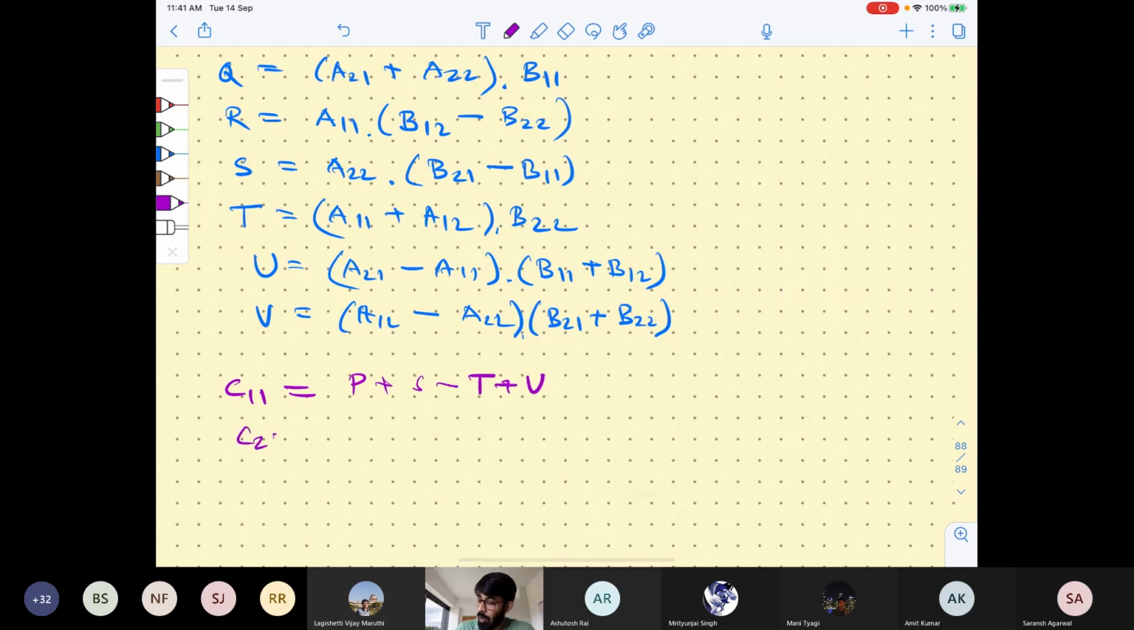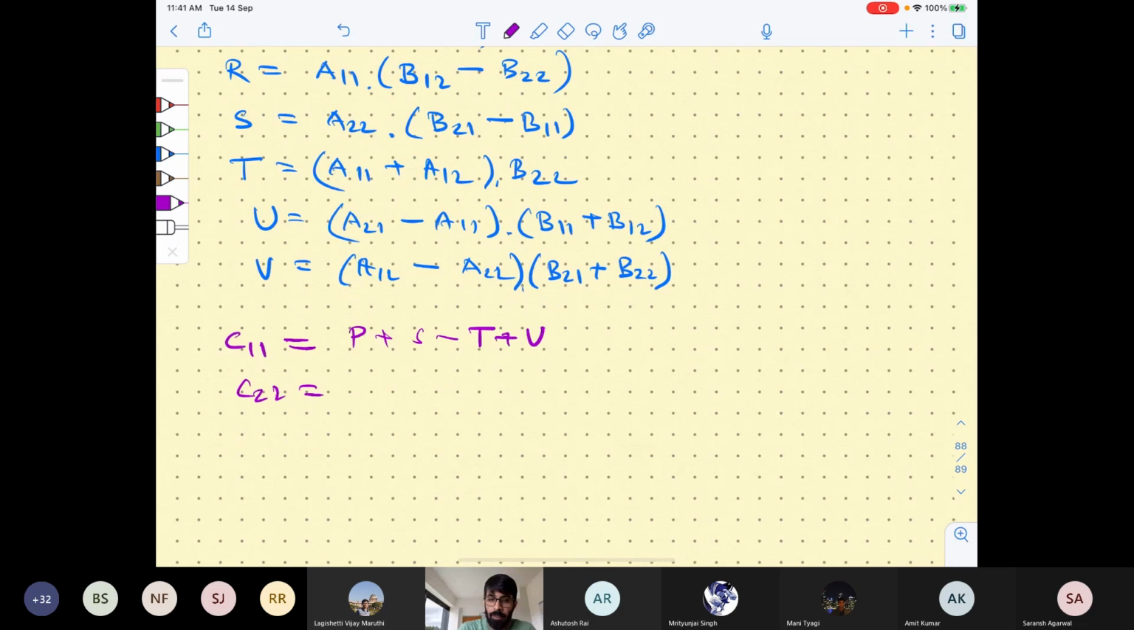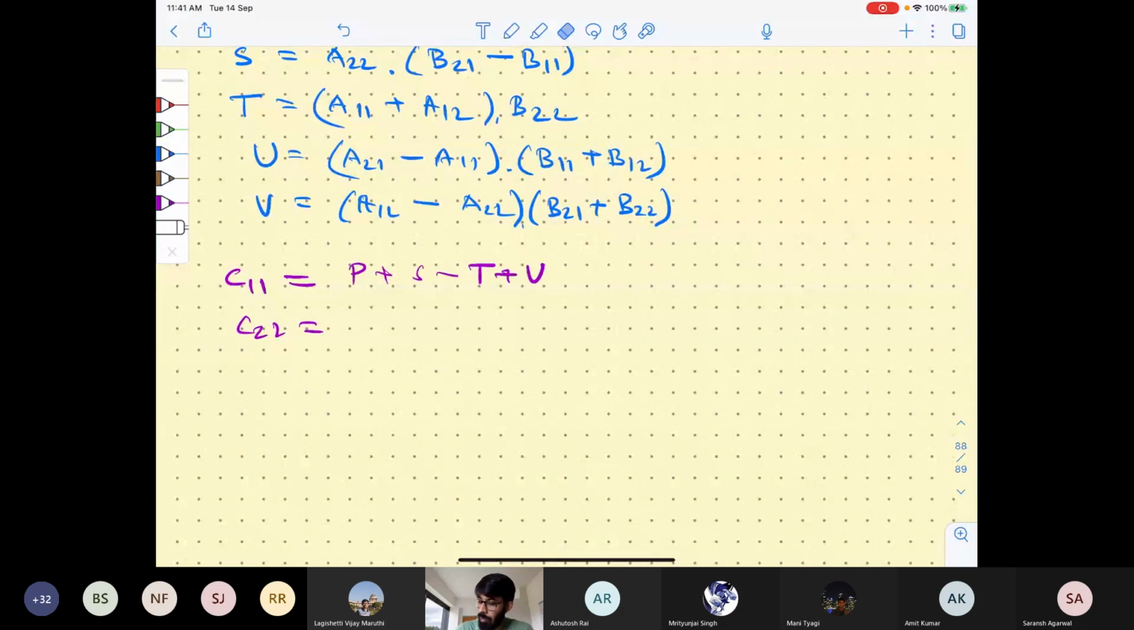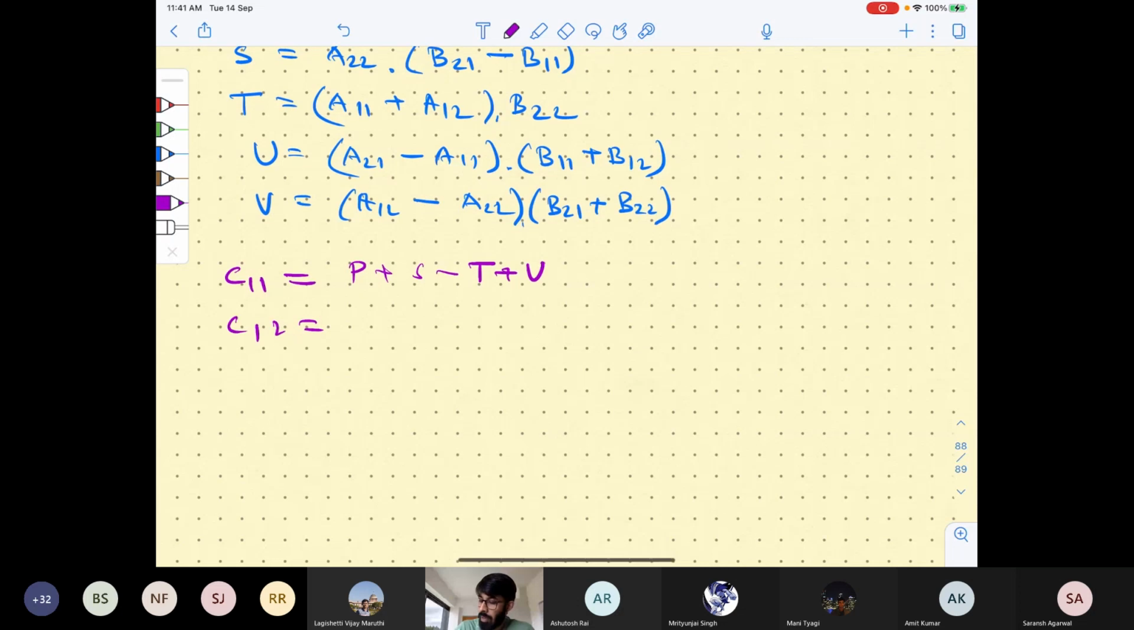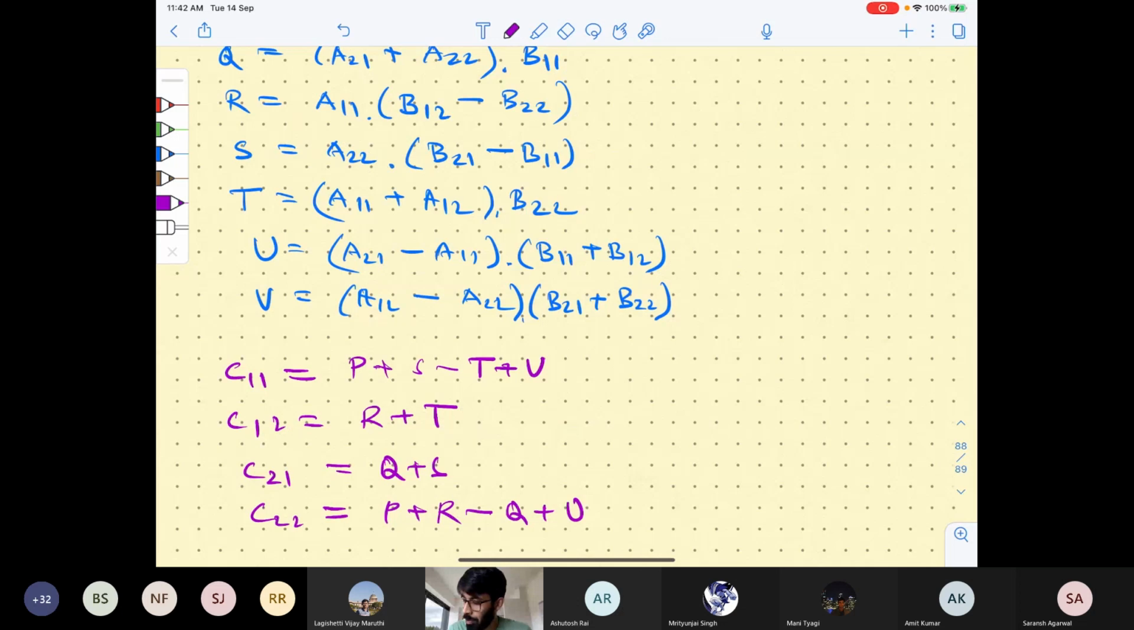He says C12 is R plus T. C21 is Q plus S, and C22 is equal to P plus R minus Q plus U. Okay. So let's just check some of these, just to go through that.